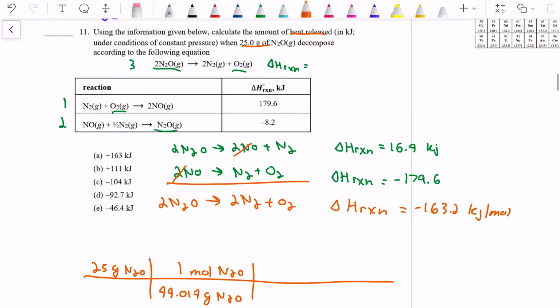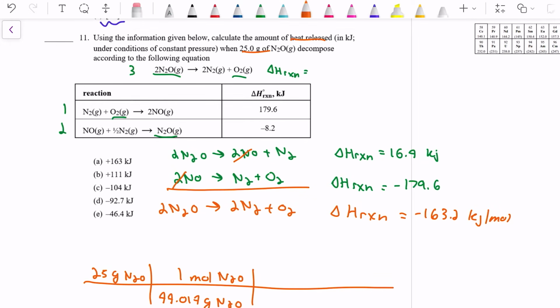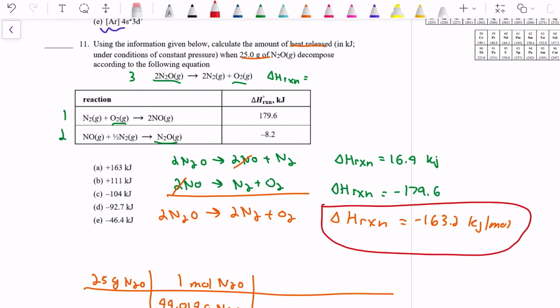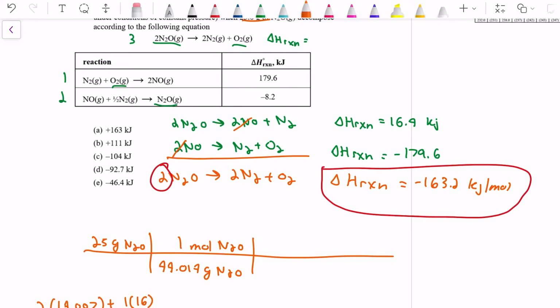Now we need to go from moles of N2O into kilojoules. So this delta H reaction is per 1 mole of overall reaction. So we need to use the stoichiometric coefficients here. Because the stoichiometric coefficient in front of my N2O is a 2, my unit conversion here is going to be 2 moles of N2O give me the negative 163.2 kilojoules. I need to do 2 moles in the denominator because that's the stoichiometric coefficient in front of N2O. This negative 163 is for like 1 mole.